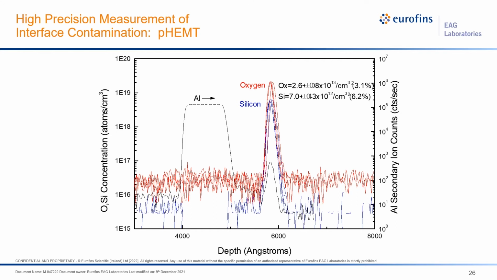So this is an overlay of 4 measurements at the center of a pHEMT wafer, and we find that the integrated concentrations are measured with a standard deviation of 3% or 6%. So one would say that when you make the measurements at the edges, and if the concentrations are more than 3% or more than 6% different from what we measure in these center measurements, that would be considered real.